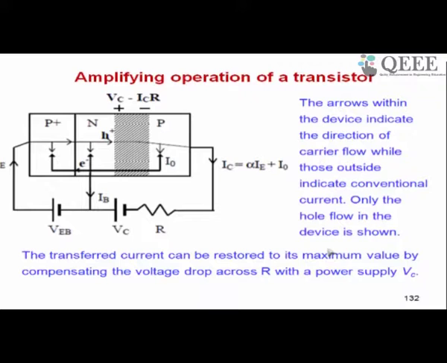So what do we do? Now this is the thing we do. What we do is we put in another voltage, right? A power supply. What is the role of this power supply? It will oppose the voltage drop across the resistor. In the resistor, voltage drop was in this direction. This was positive and this was negative. Power supply, this is positive, this is negative. If I sum up these two, which is equal to VC minus ICR.